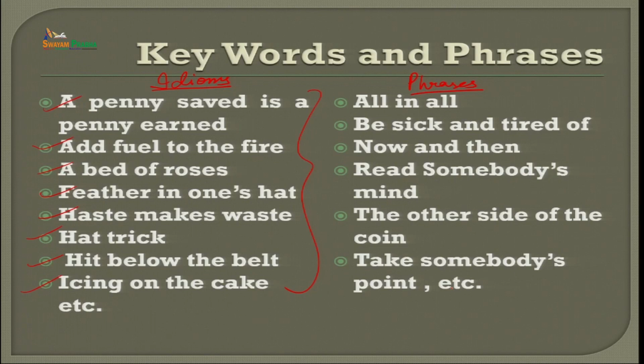Then further talking about the phrases, all in all, be sick and tired of, now and then. Now and then, my teacher calls me now and then in order to check that I am working or not. So, now and then is regularly. Then read somebody's mind. It clearly indicates what the writer wants to say. The other side of the coin. Looking at the other side of the coin, people are starving. People are suffering a lot during COVID-19 because they don't have any sources of income. So, in that condition, these phrases clearly show how the direct meaning could be conveyed.